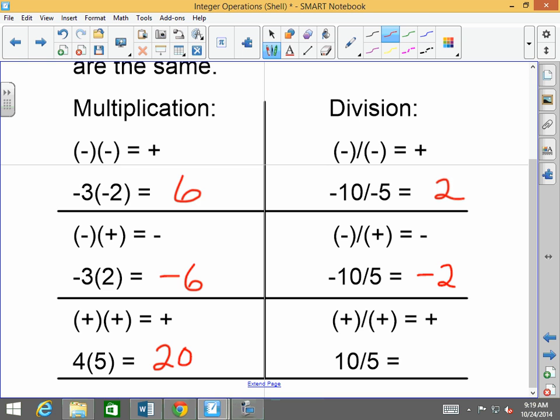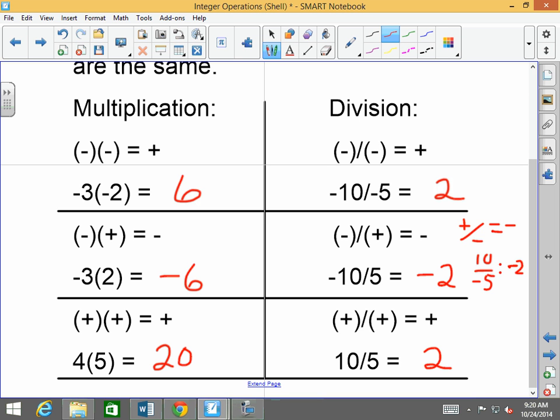And vice versa, guys. If I have a positive divided by a negative, that also equals a negative, okay? So if I had 10 divided by a negative 5, that would also equal negative 2, okay? And a positive divided by a positive is a positive. Positive 10 divided by positive 5 will be a positive 2.